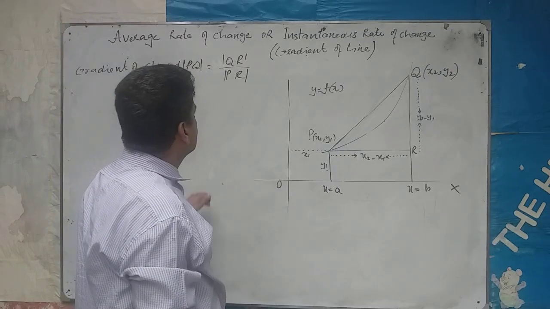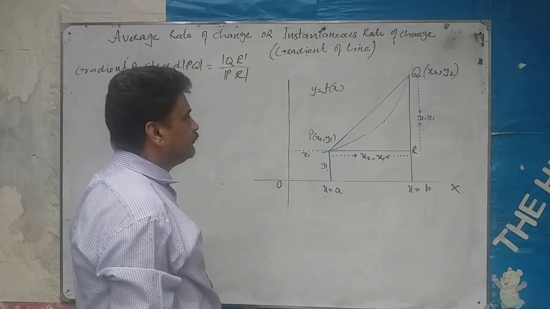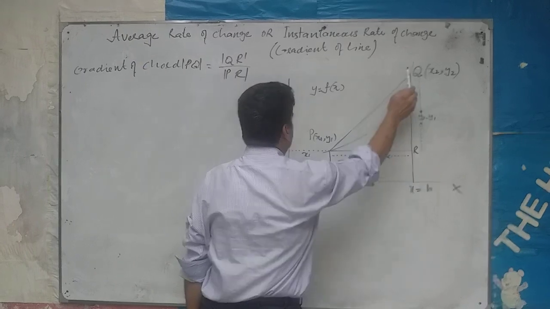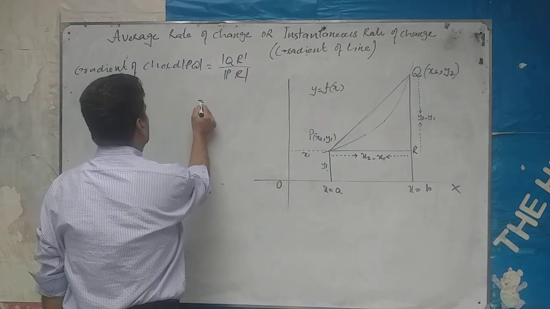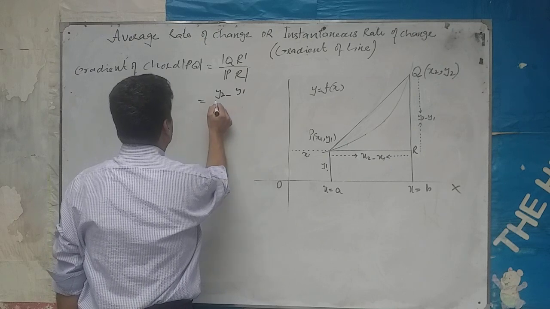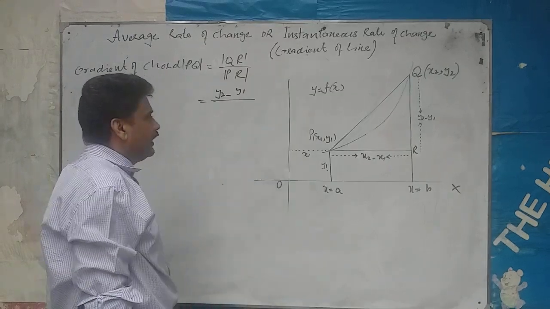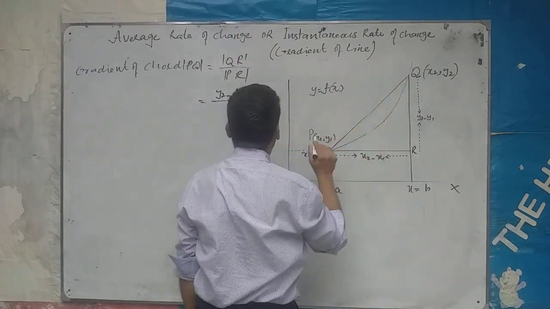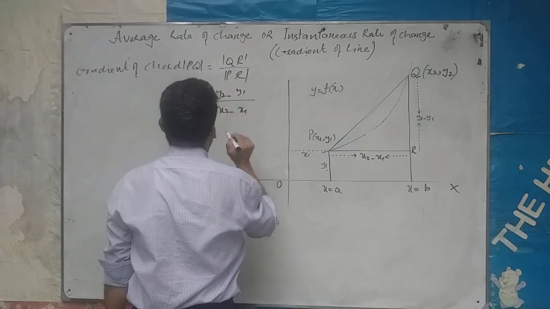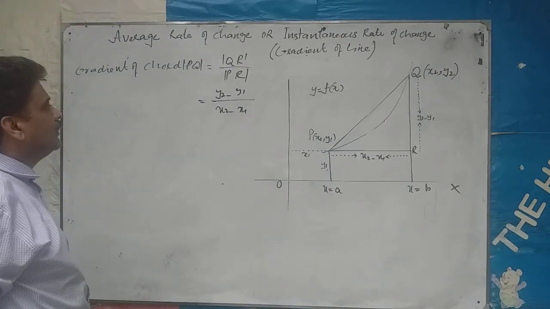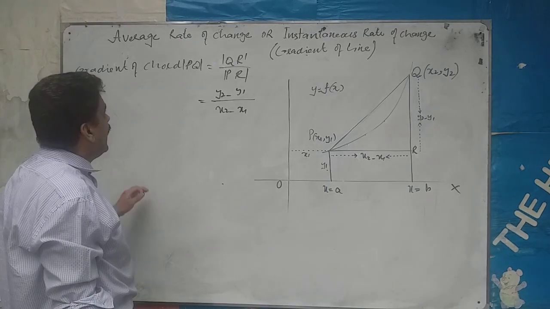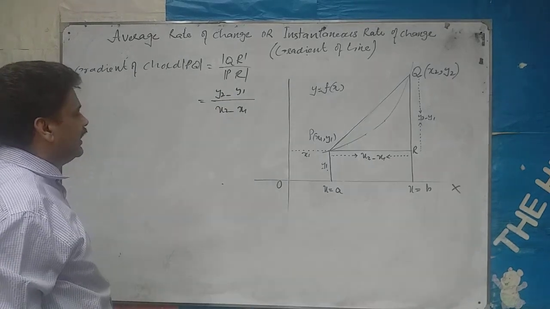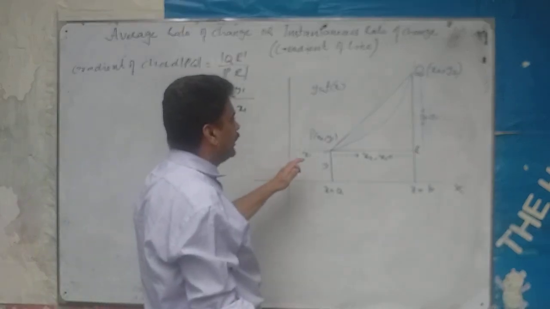To find QR, we have to find the difference between y coordinate of point P and point Q, which is y2 minus y1. In order to find the value of PR, we have to find the difference between x coordinate of P and Q, which is x2 minus x1. This is called average rate of change of y with respect to x, or simply we can say that gradient of chord PQ.